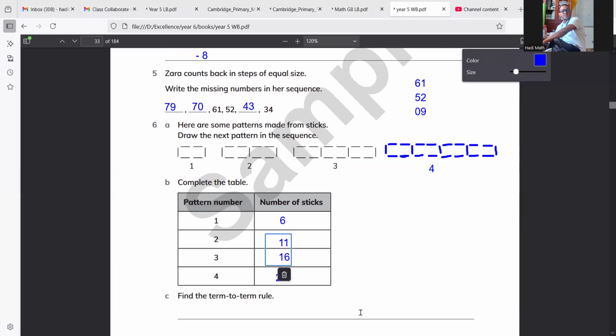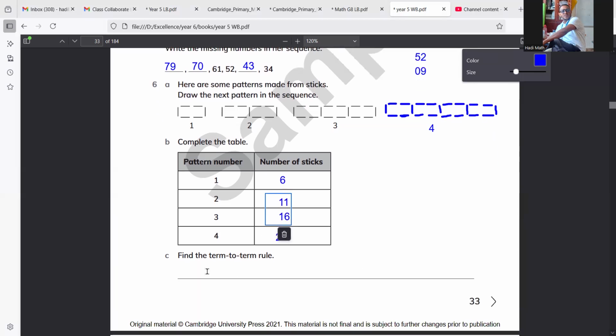They say find the term to term rule. The term to term rule, as we said, is add 5. Add 5 every time. We keep going on and we add 5 every time.